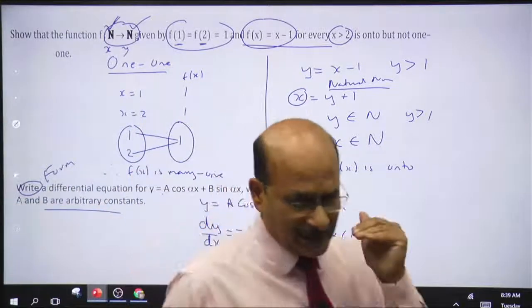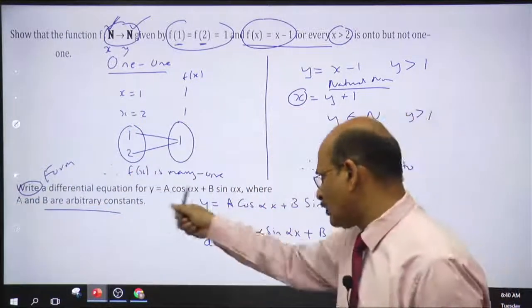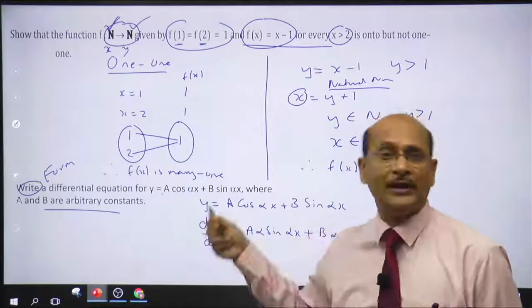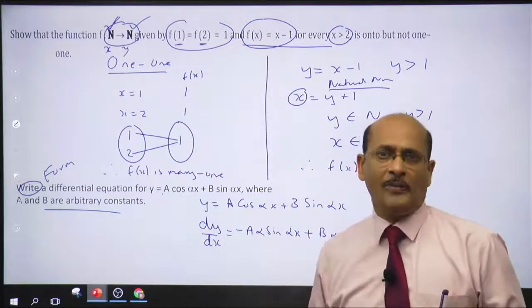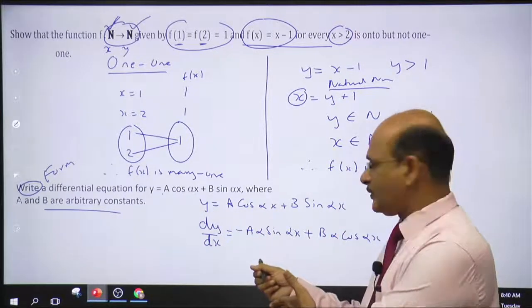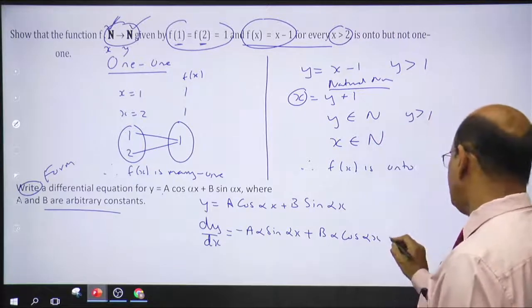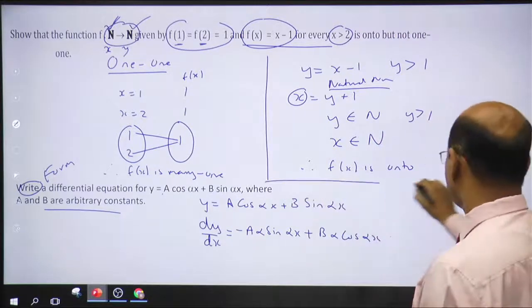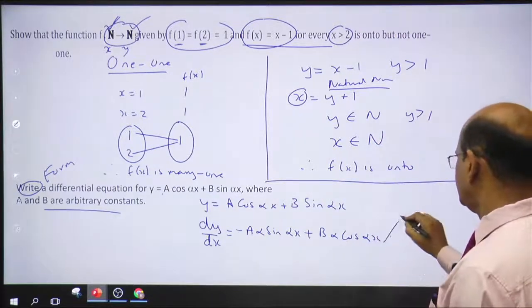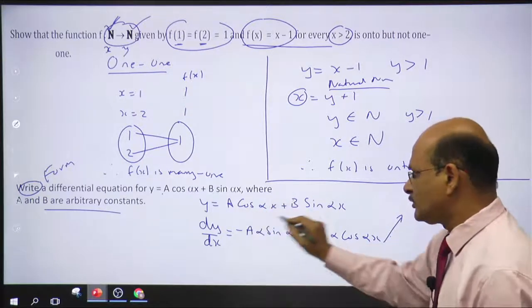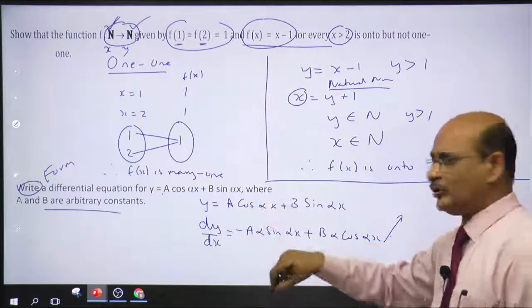You will take the derivative as many times as the number of constants. Remember, you are forming a differential equation, not solving. Forming means the dy by dx has to come into the place. So I take it further. Two constants, one derivative is over. Once again you have to take the derivative there.